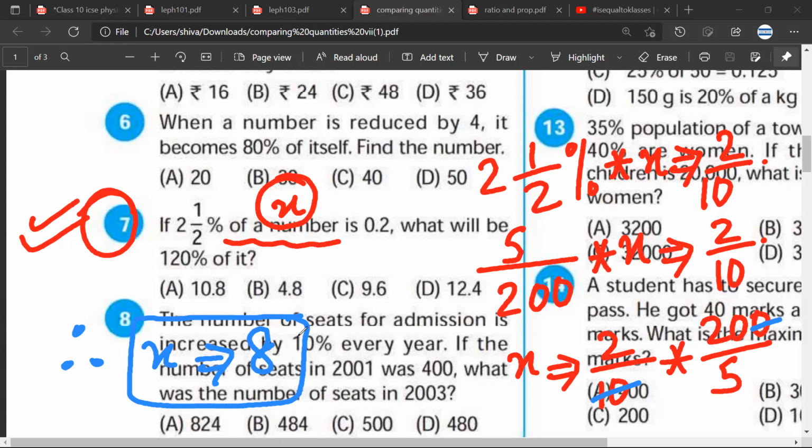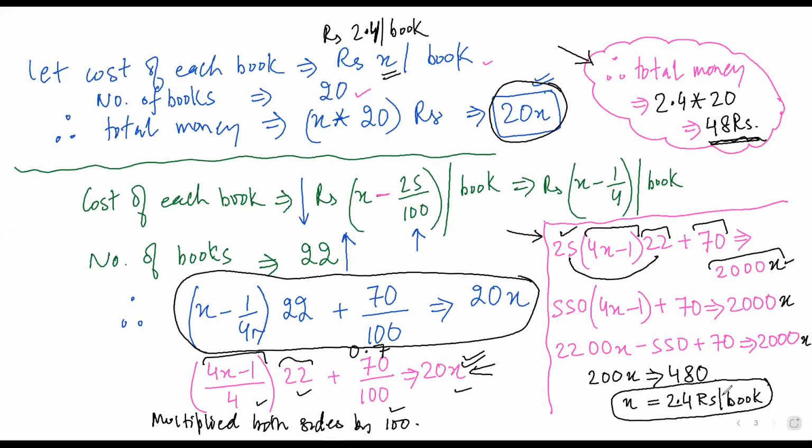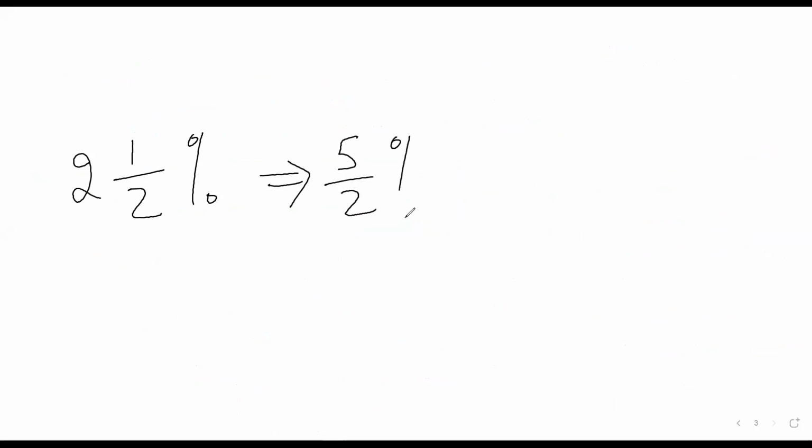Yeah, Satya. I didn't understand this. How did it become 5 upon 200? Beta, this is 2.5%. Okay. Let us try to understand this. See, this is 2.5%. Now 2.5% would be equal to 5 upon 2%. Satya, do we agree? Yeah, sir.